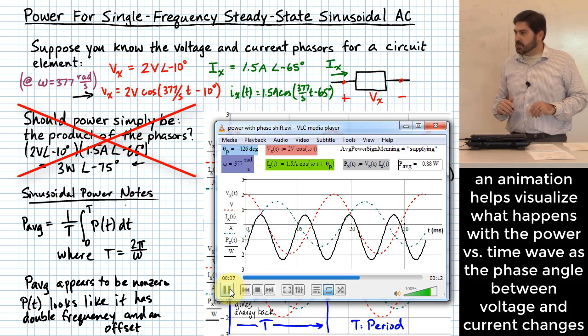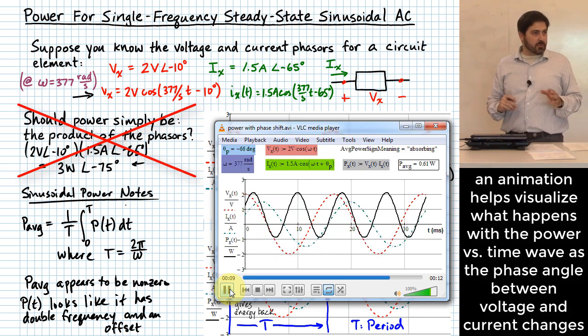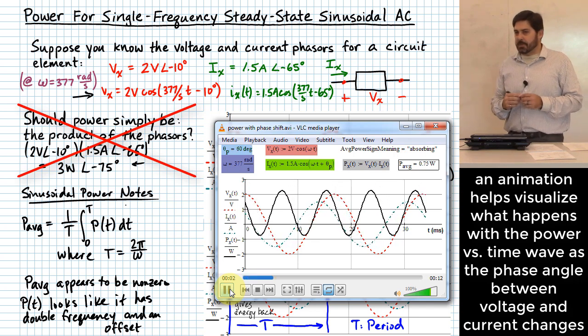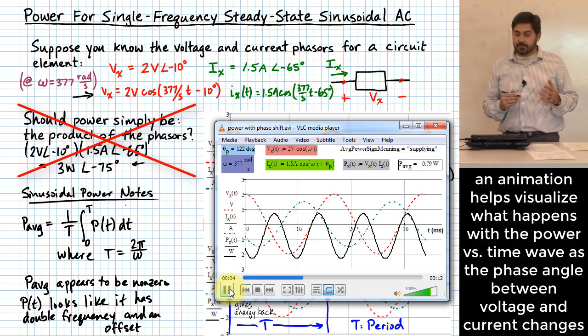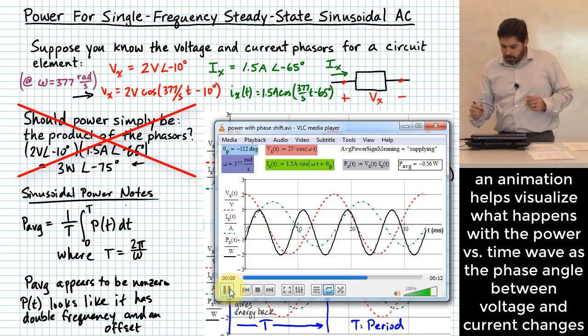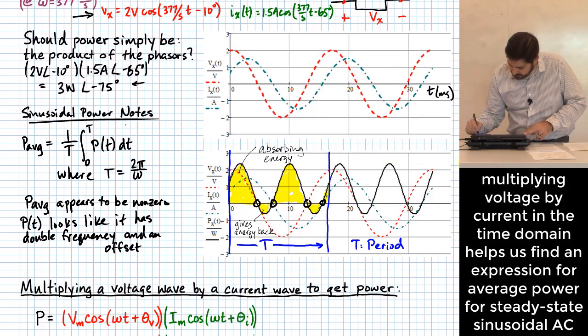Okay, so any questions about this before I move into trying to explain mathematically a little bit better how to deal with this? Any thoughts or questions? Okay, let me move into this question.